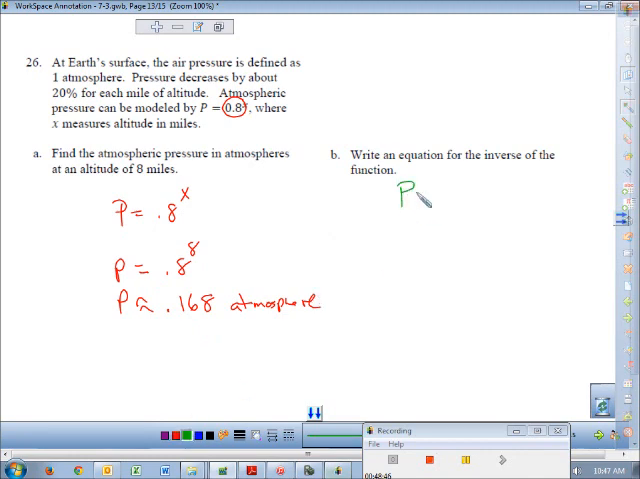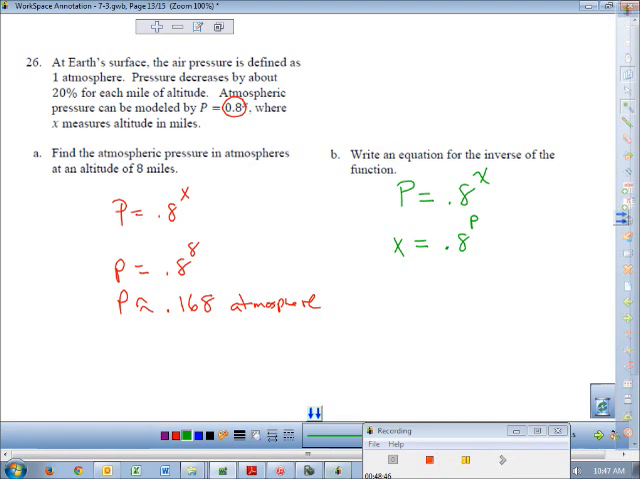So let's do that. P equals 0.8 to the x is the original equation they gave us, right? We normally switch x and y around. This is a p. Can you handle it as a p, or do you want to change it to a y? Just keep it a p, right? Switch x and p around. So x equals 0.8 to the p. And that's where people have some trouble because they're like, what do you do now? Because you're so trained to solve for y, what do you want to solve for? We want to get p all by itself.